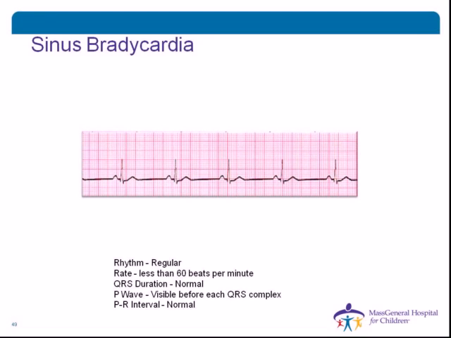Sinus bradycardia is a slow heart rhythm. Typically, sinus bradycardia does not cause specific symptoms. It typically has a relatively regular rhythm. Its rate is less than 60 beats per minute. It has a normal QRS duration and a normal presence of P waves. This can be seen in patients on a beta blocker. Also can be seen in patients with anorexia nervosa.